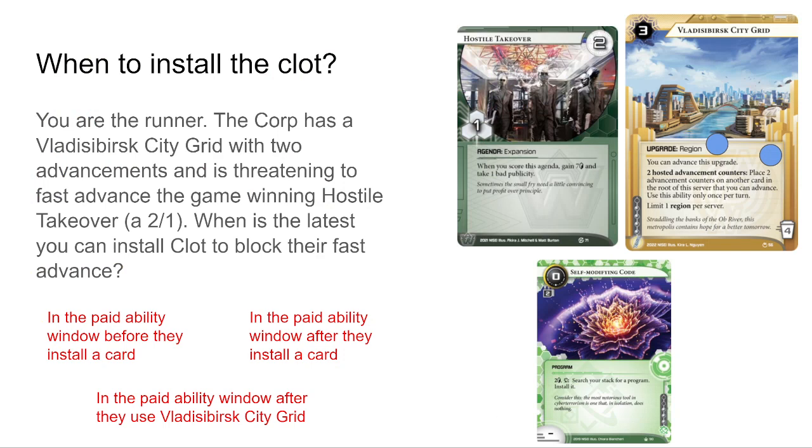All right, here's another question. When to install the Clot? You are the runner. The corp has Vladisibirsk City Grid with 2 advancements and is threatening to fast advance the game-winning hostile takeover, which is a 2-1. When is the latest you can install Clot to block their fast advance? In the paid ability window before they install a card? In the paid ability window after they install a card? Or in the paid ability window after they use Vladisibirsk City Grid?